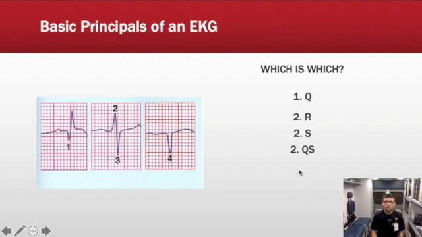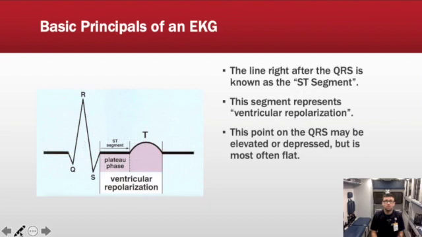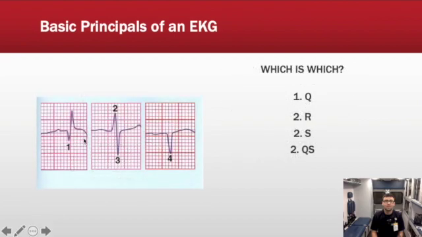Which one is which? I'll let you decide. Number one is a downward deflection, so this is a Q. Number two is an upward deflection, so that's an R. Number three is a downward deflection, which is an S because it's after the R wave. And then number four is QS.